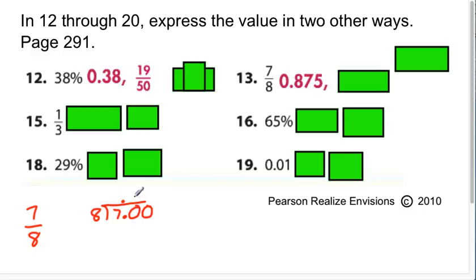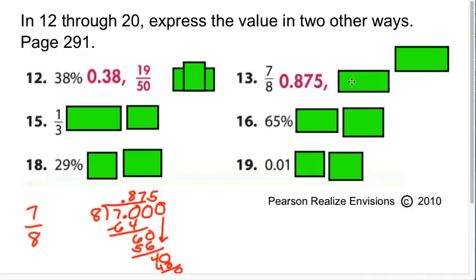8 will go into 70 a total of 8 times. 8 times 8 is 64, and if we subtract, you'll see that we have 6 as a partial remainder. Bring down our 0. 8 into 60 will go 7 times. 7 times 8 is 56. Then we subtract again, and we end up with 4. Then we annex another 0 because we haven't terminated yet. We know we don't have to round because 8 will go evenly into 40 5 times. 5 times 8 is 40, and we can terminate this amount. And so that's how we came up with our decimal.